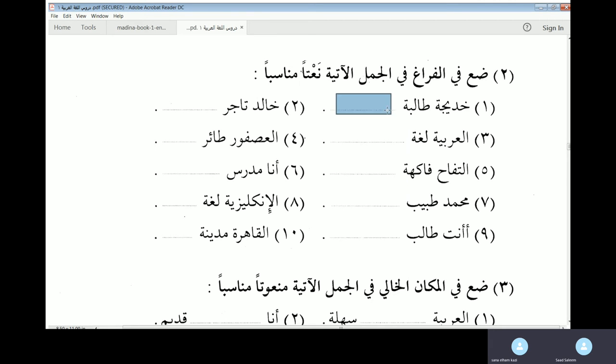Jadidatun, talibatun, Khadijatu. Khadijatu, talibatun, mujtahidatun. Khadija is a hardworking student. Khalidun, tajirun, shahirun. So Khalid is a famous merchant. Al-Arabiyyatu, lughatun, sahlatun. The Arabic is an easy language.